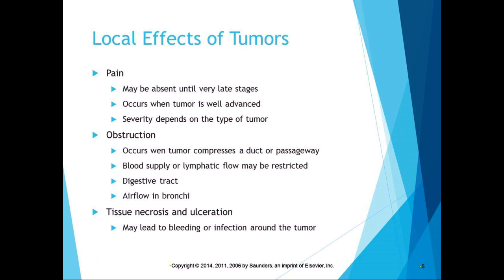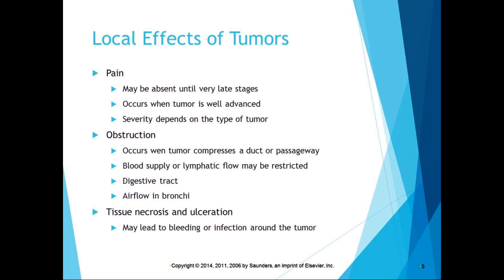Or they have some other diagnostic test that ends up showing a tumor, particularly with ones that are deeper in the body. If you don't have any pain and you don't have any symptoms in the early stages, it often doesn't get detected until the later stages. So obstruction occurs when a tumor compresses on a duct or a passageway. So blood supply or lymphatic flow might be restricted, the digestive tract might be restricted, or airflow in the bronchi, in the lungs, might be restricted.